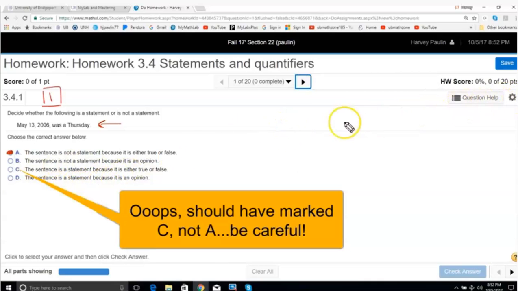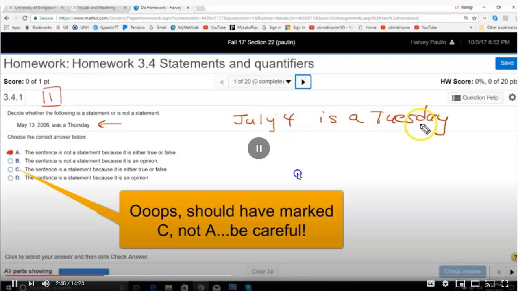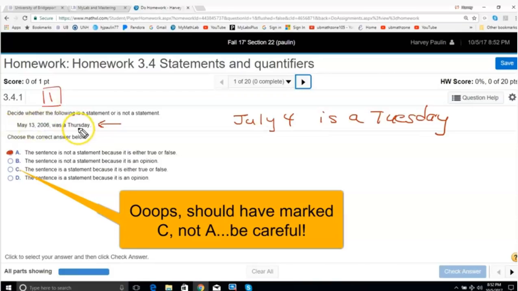Okay. Now, let me give you an example of one which would not be a statement. And write this down as well. It says June or July 4th is a Tuesday. Now, is this a statement? And William, what do you think? Well, you might say it's very similar to what is here, but we're not giving the year. So, is July 4th ever on a Tuesday?